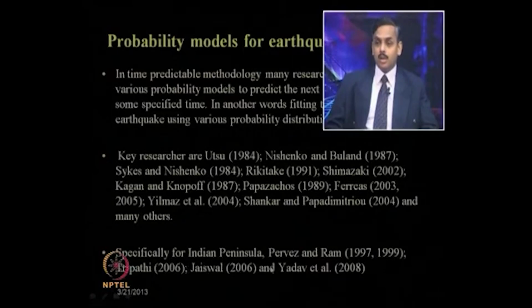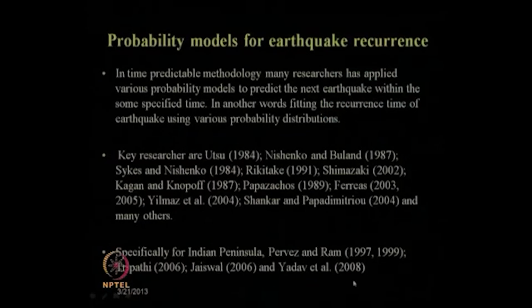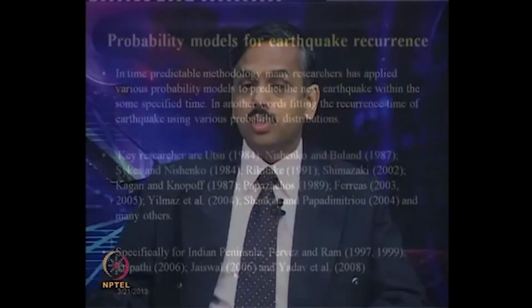And specifically for the Indian peninsular region, where this Gujarat state also comes from, that is the central part of India, Parvez and Ram in 1997 and 1999 also proposed various probability models to predict the occurrence of the next earthquake. Tripathi in 2006, Jaiswal in 2006, Yadav et al. 2008. So, these are the researchers who proposed or used various probability models for earthquake recurrence estimation for Gujarat.